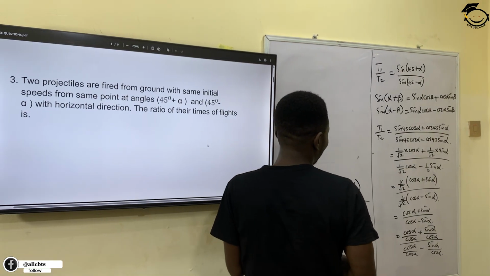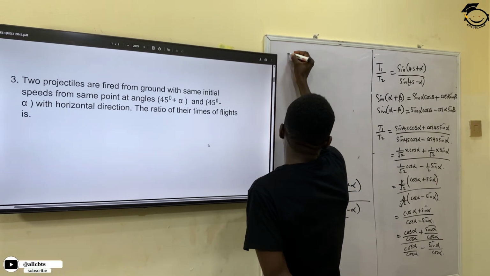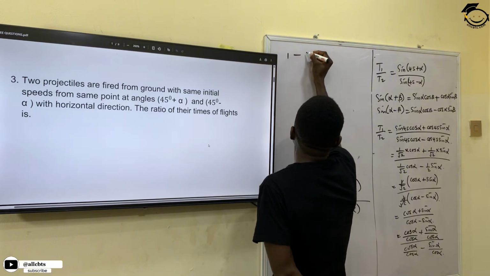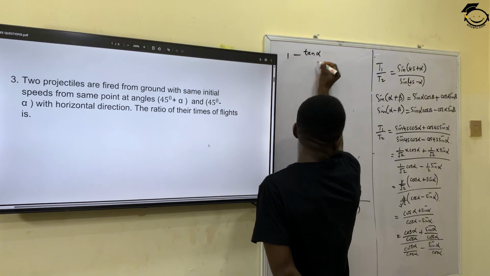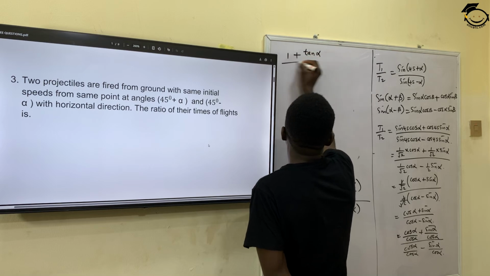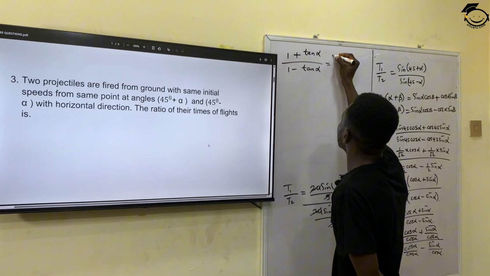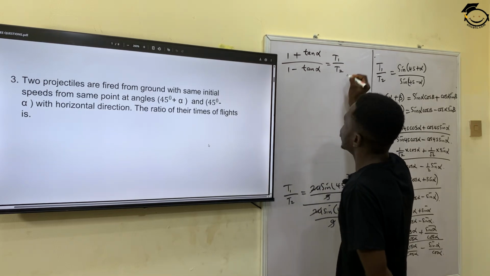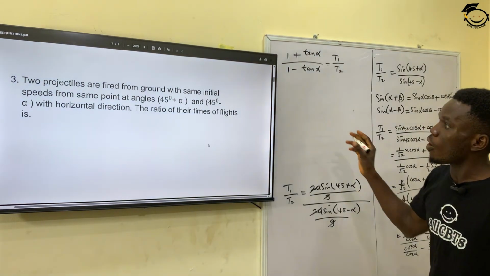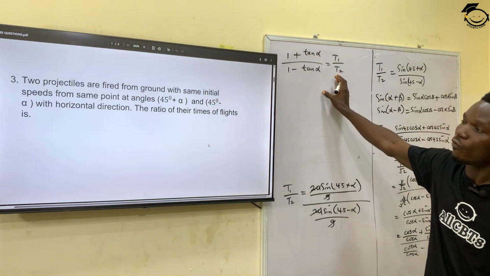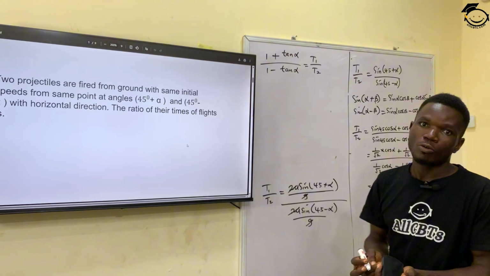So it means at the end of the day, what I'll be having is going to give me (1 - tan alpha)/(1 + tan alpha) over (1 - tan alpha). And this will become our answer for T1 over T2. So this is the ratio of my time of flight for this particular question.